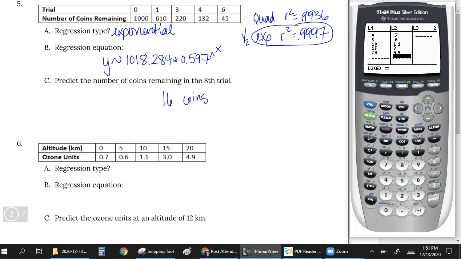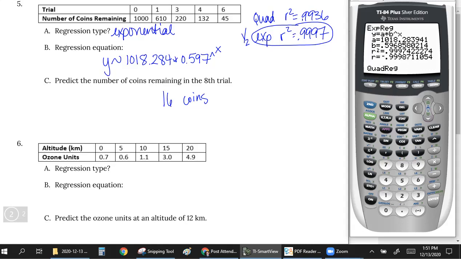Alrighty, let's check our regressions. So I always like to quit out to the main screen before I do any of my regressions. Okay, again, I could type everything all at one go. Let's go ahead and do that with QuadReg just as a reminder. So again, we go to Stat, and then Calc, and then choose QuadReg.